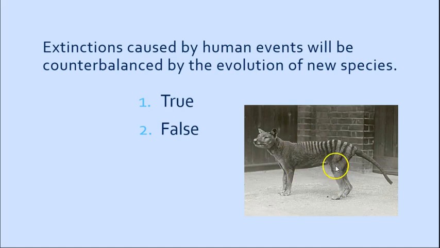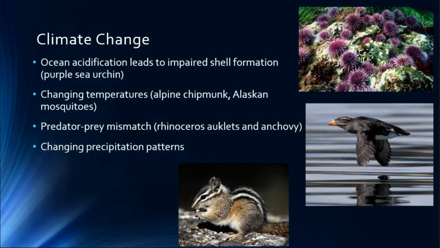This, by the way, is a Tasmanian tiger. They are extinct. It is a marsupial apex predator. It was replaced by people and dogs, dingoes. Okay, climate change is a huge issue in terms of natural selection because when you change the climate, you're actually changing the things that are applying the selective pressures, okay?